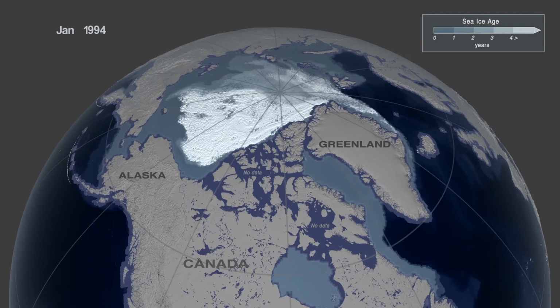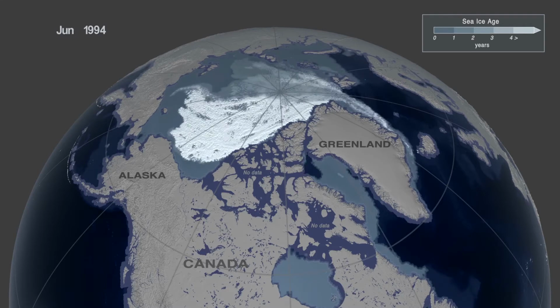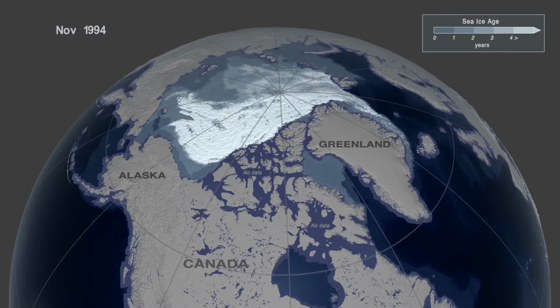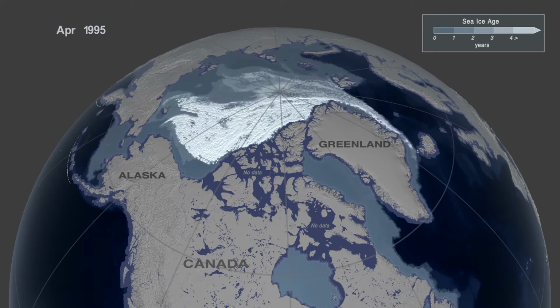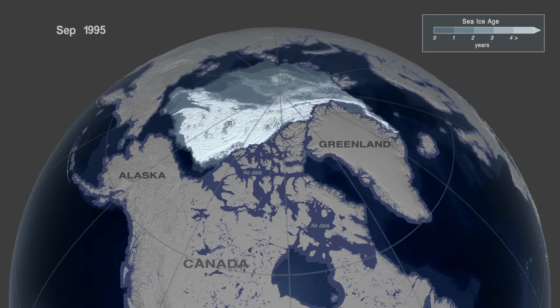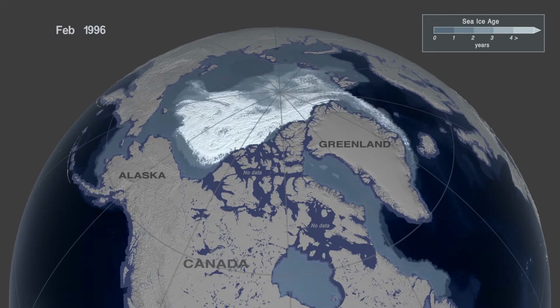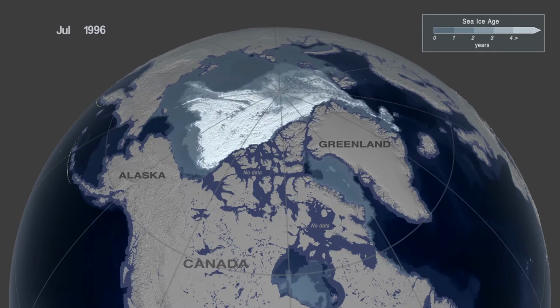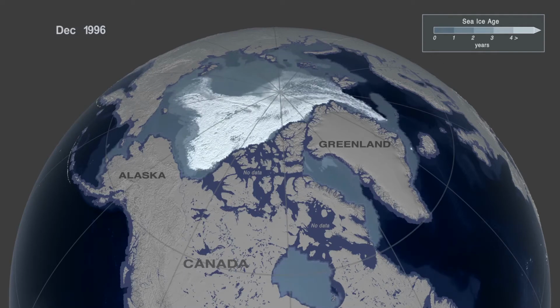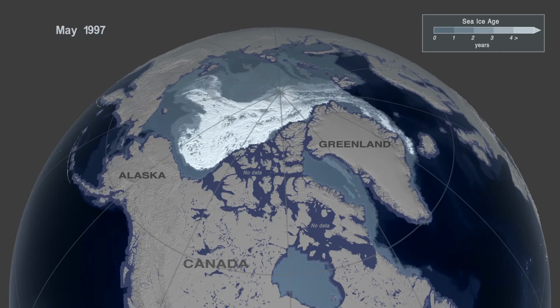Over the years, the ice pulses around and moves around towards the top along the coast of Greenland. The older ice eventually moves out of the Arctic and into the North Atlantic, where it melts.